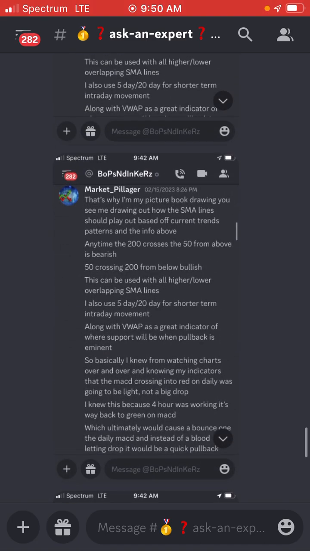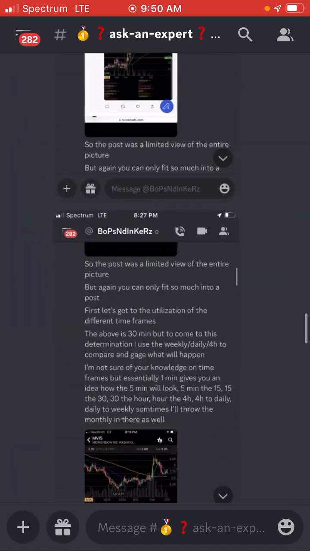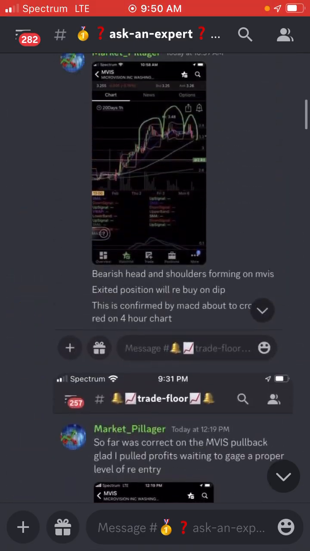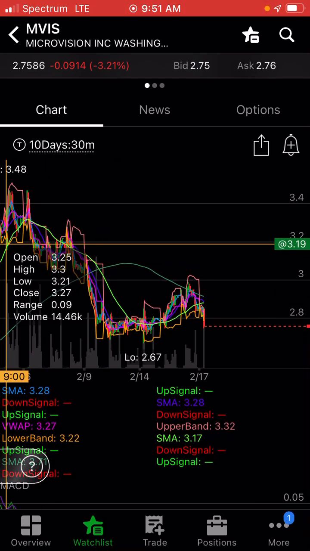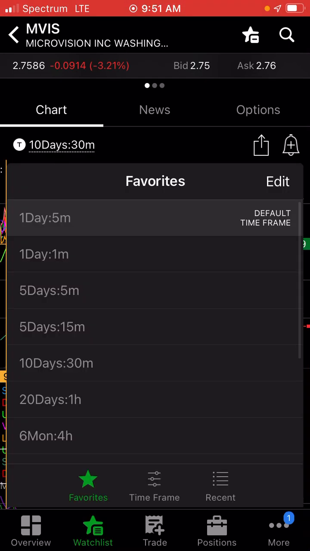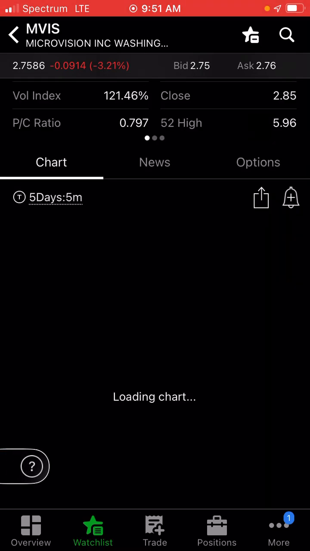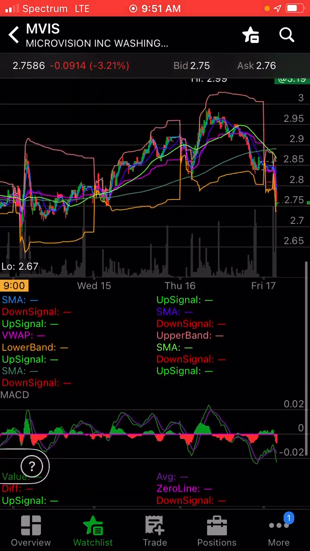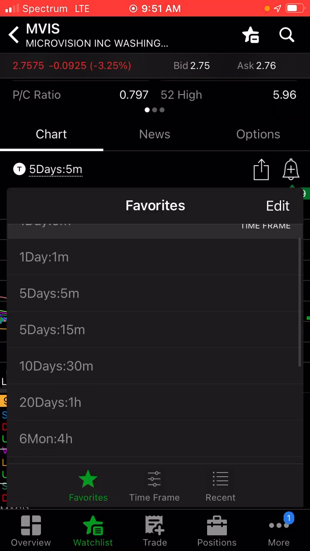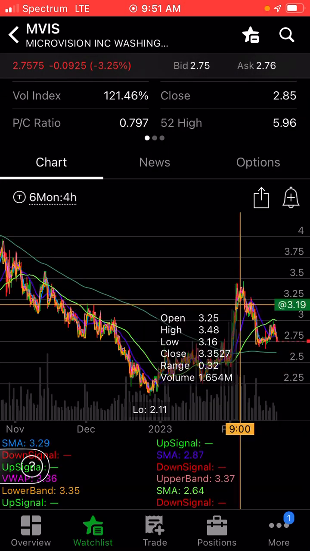But point being, that is a pretty accurate read on where MicroVision is at right now, and this is a current real-time chart, as you see in front of us, the market being open for the last 20 minutes. MicroVision at 275, so we hit a little dip here. Let's take a look at what we see for today.